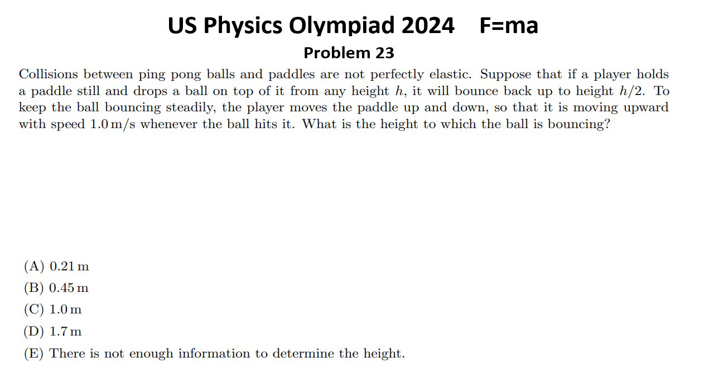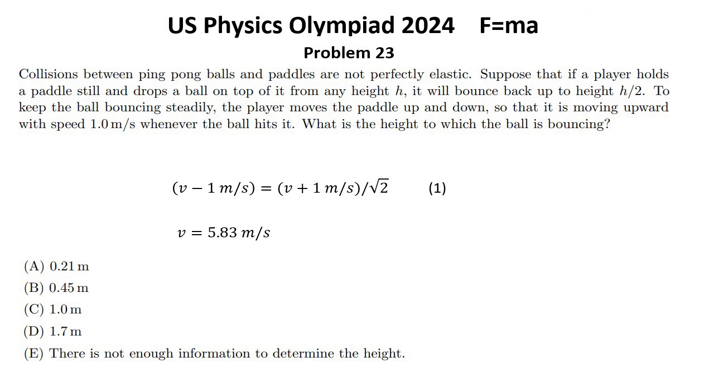Solution to problem number 23. In the reference frame of the paddle, the ball loses half its energy during the collision, so the speed of the ball immediately after the collision is 1 over root 2 of its speed immediately before the collision. Let v be the speed of the ball relative to the ground immediately before the collision, then we have equation 1 to find the speed of the ball right after the collision in our original frame of reference.